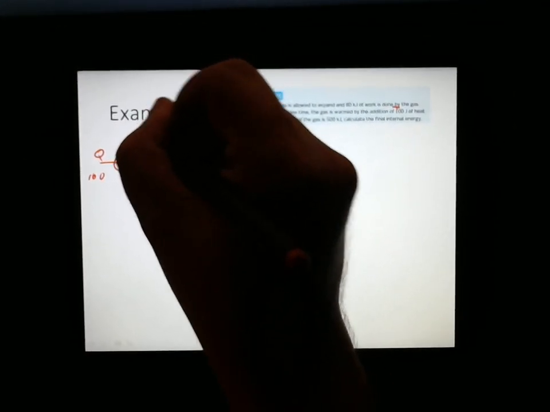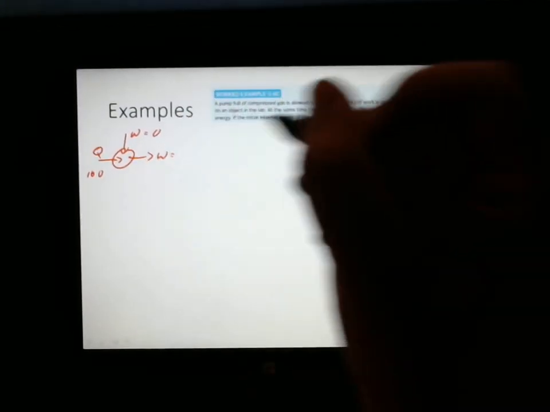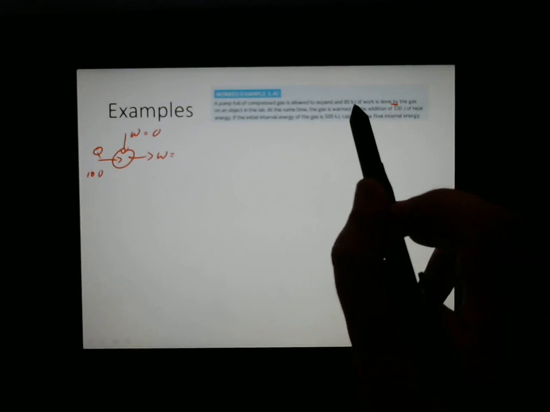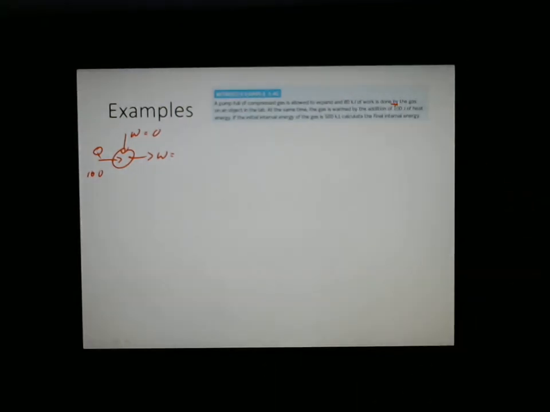Work in equals 0. Work out, we're told that it does 80 kilojoules. That's interesting. Just note here, it says 100 joules, but the worked example uses kilojoules.